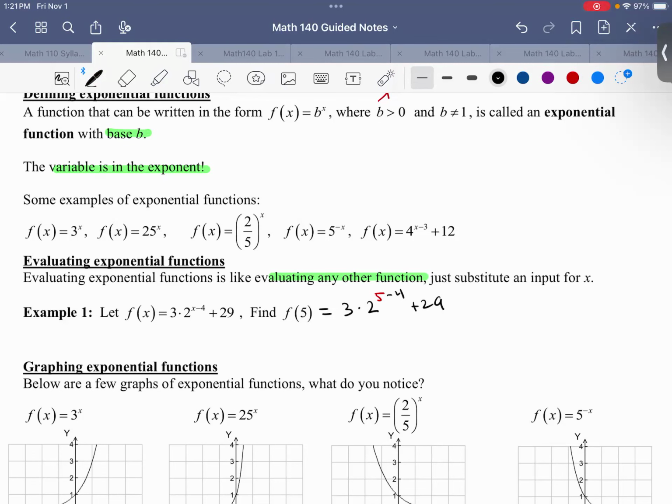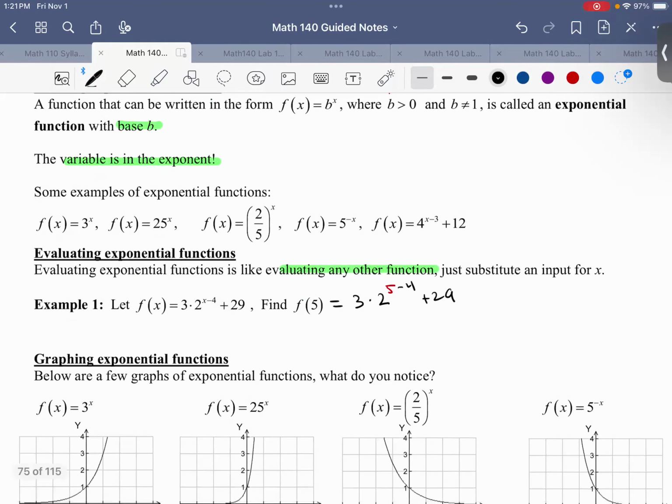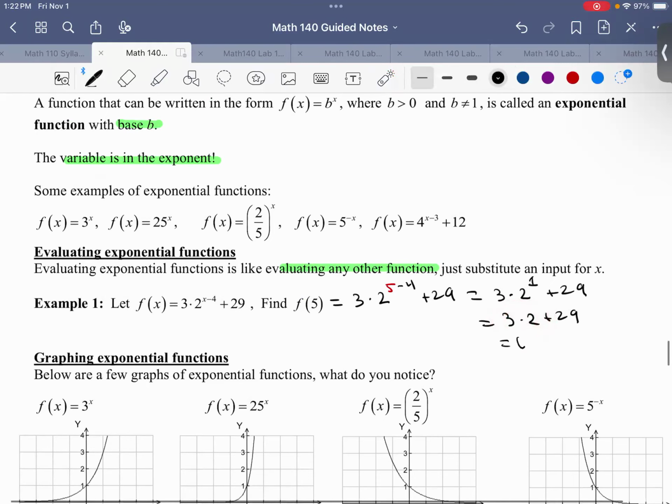So let's go ahead and start evaluating this function. This becomes 3 times 2 to the 1 plus 29. 2 to the 1 is just 2. So this function becomes 3 times 2 plus 29. Remember your PEMDAS, multiplication first. This is 3 times 2, so 6 plus 29, and that equals 35. So 35 is f of 5. Okay, so that is evaluating exponential functions.